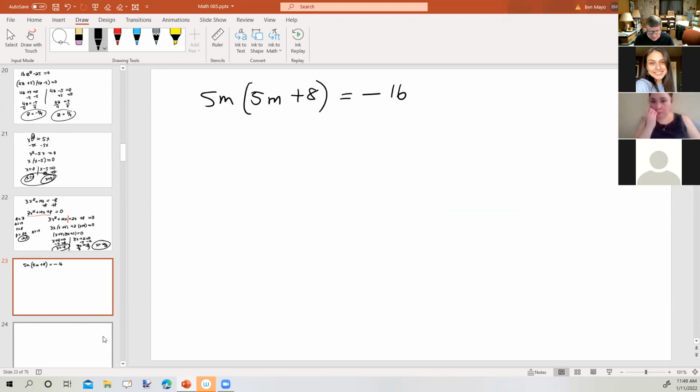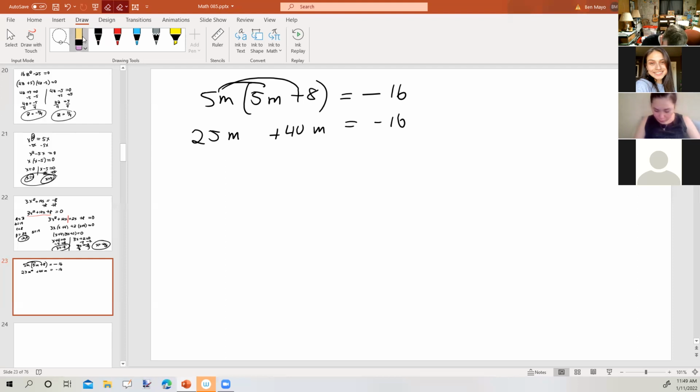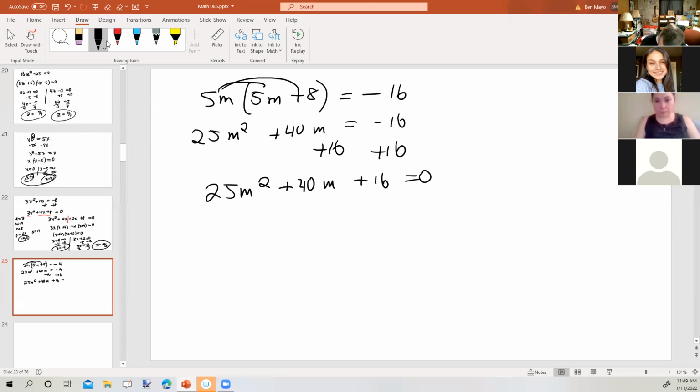So what we have to do now is we have to multiply this out, 25m squared plus 40m equals -16. Then we're going to add 16 to both sides of the equation. 25m squared plus 40m plus 16 equals 0. Now I can factor it, but having it factored when it's not set equal to 0 is worse than not having it factored at all, because you have to multiply it together, shove everything to one side of the equation equal to 0 on the other, and then factor the side that's not 0.